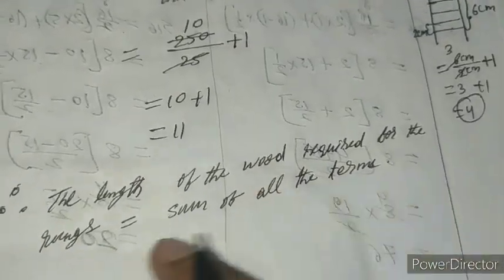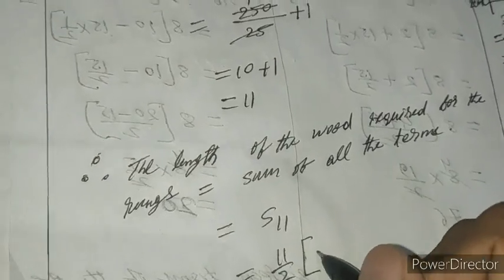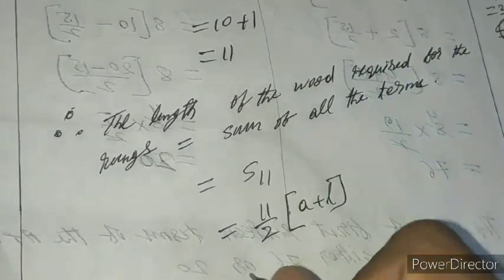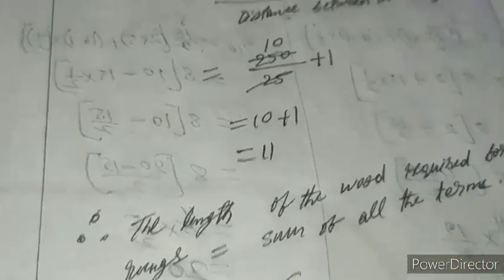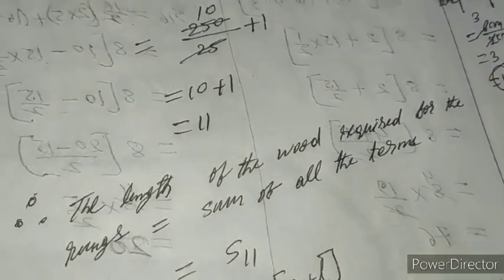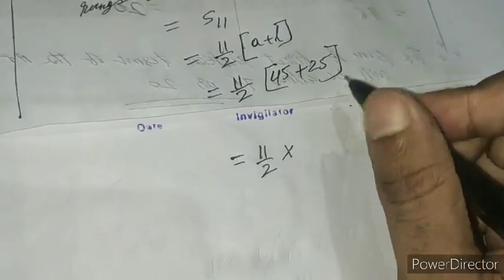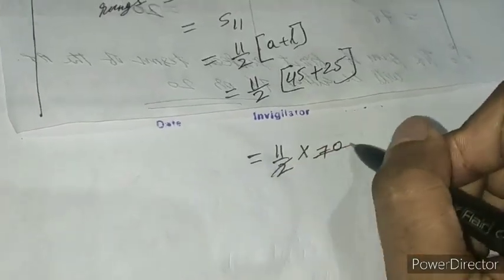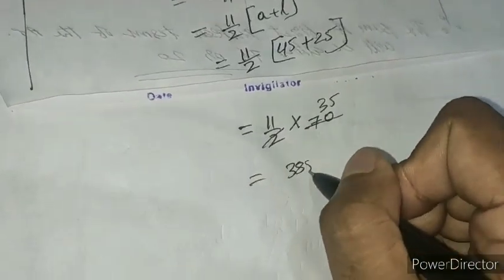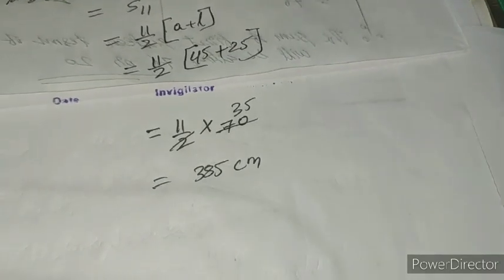So if they are decreasing and they are in AP, therefore the length of the wood required for the rungs is equal to the sum of all terms. Sum of all terms is S11, which is 11 by 2 into first term plus last term. Our first term is 45, and the last one is 25. Or you can take the first term as 25 and the last term as 45; there will be no change in the answer. Now S11 is equal to 11 by 2 times 45 plus 25, which is 70. Calculate it: 11 times 35 is 385. So the answer is 385 centimeter. Therefore the length of the wood required for the rungs is 385 centimeter.